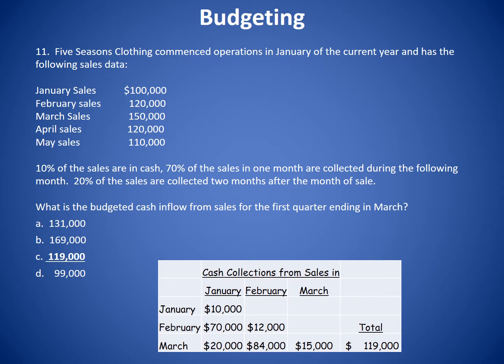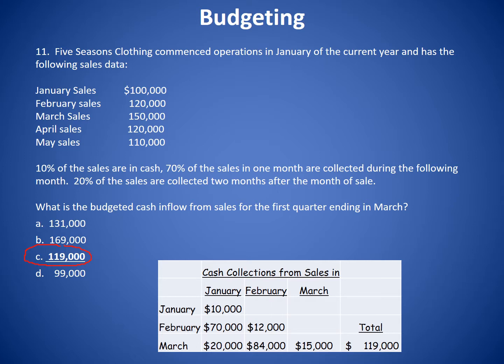Okay, number 11, the answer. What is a budgeted cash inflow from sales for the first quarter ending in March? And the answer in this case is C, $119,000. So here's how we develop the calculation.